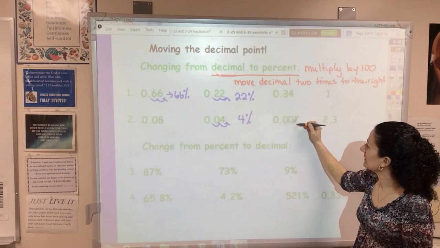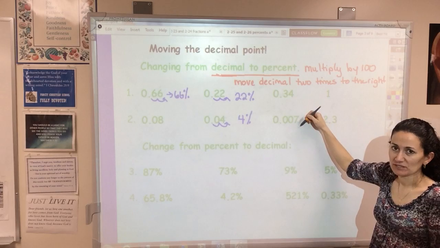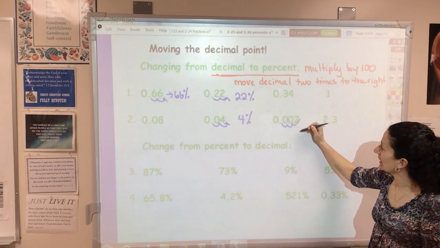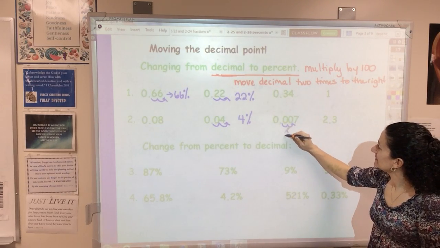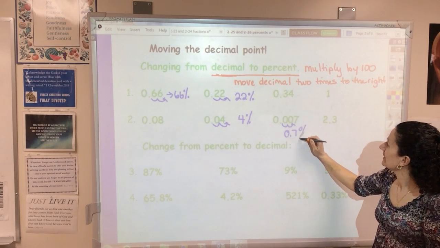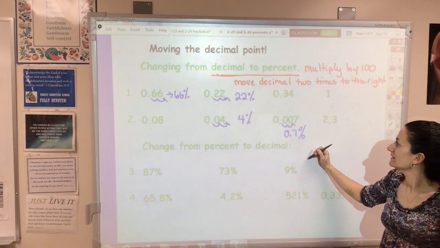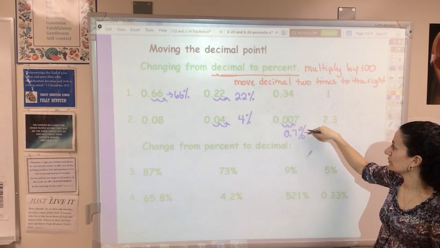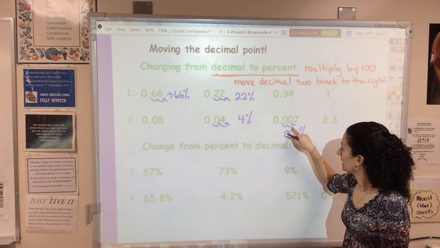Okay? Take a look at this one. If this is 0.007, or 7 thousandths as a decimal, if I want to convert it to a percent, I move the decimal 2 times, and I'm still going to have a decimal number, 0.7. See, the decimal ended up there? But if I add the percent sign, that's not a decimal number anymore, that's a percent. The decimal was 7 thousandths, so that means it's 7/10 of a percent. Sometimes you still get a really small percent.